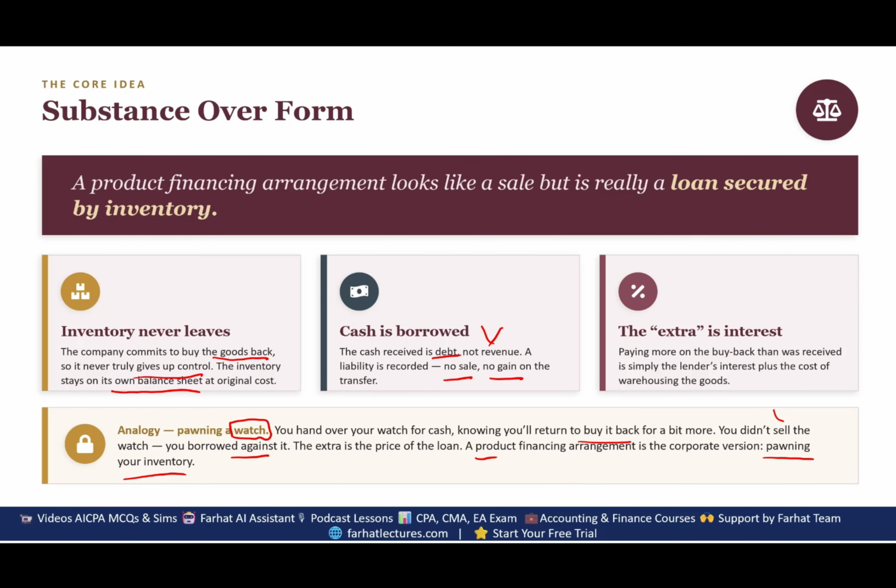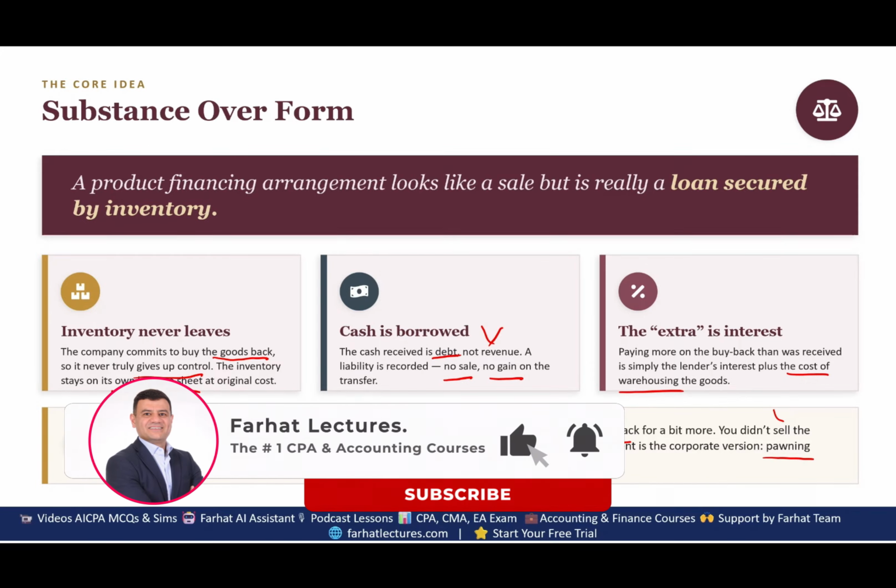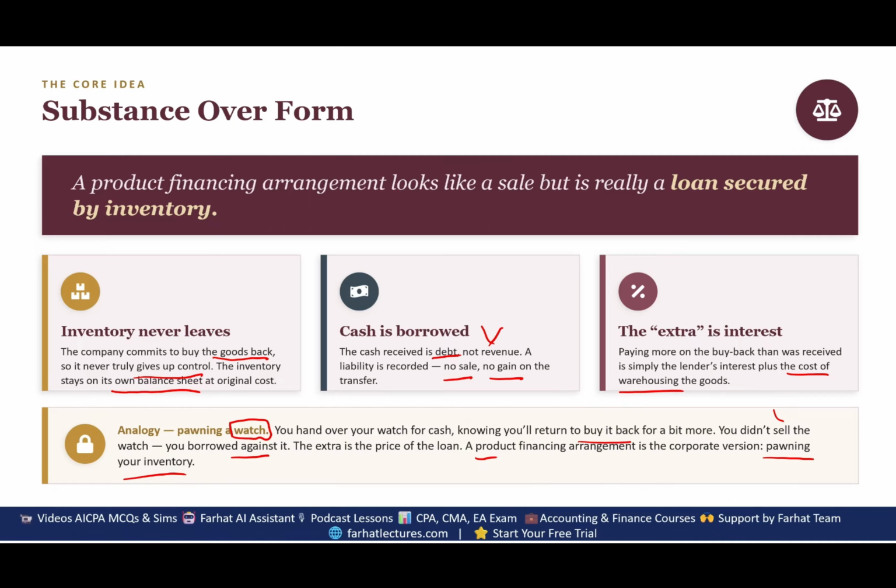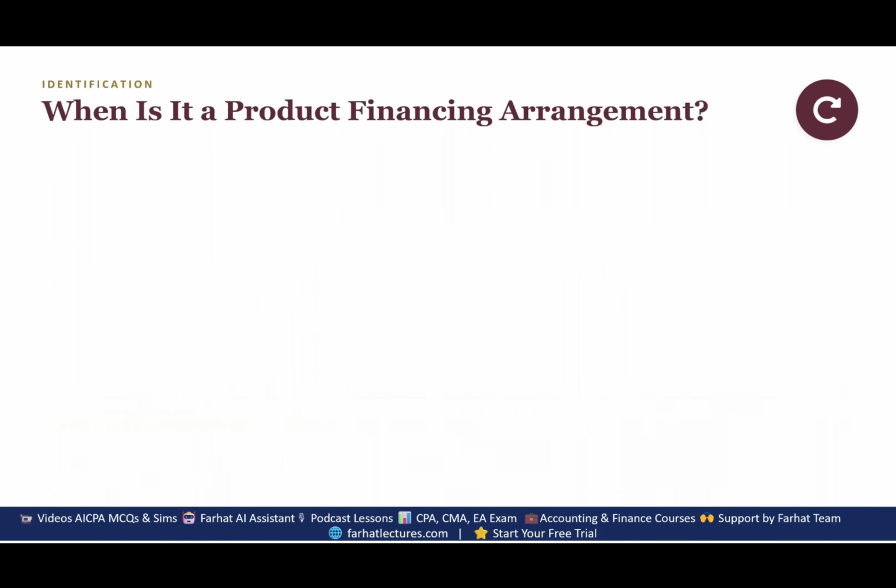The extra money that we pay when we buy back the inventory, it could be interest, it could be a cost for the warehouse. If you had to transfer the goods to a warehouse for security, they might charge you a cost, but you have to know it's basically a cost of financing this transaction, a cost of money.